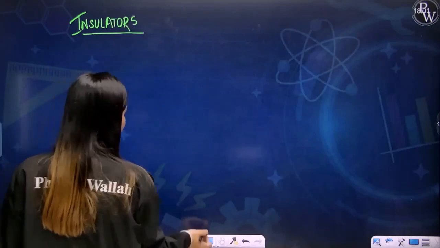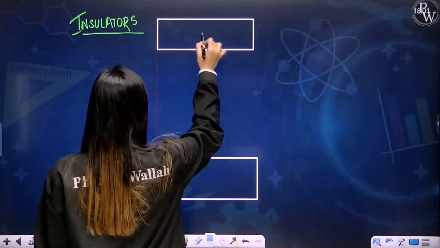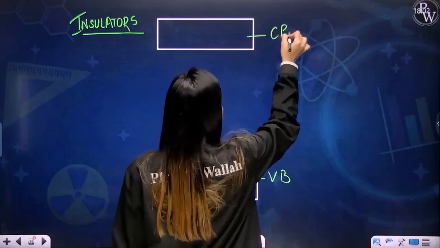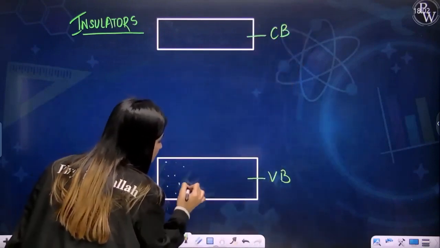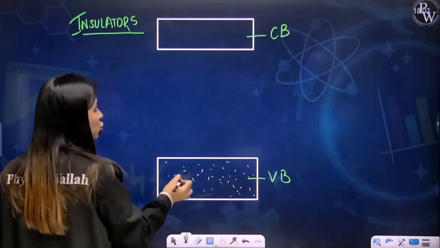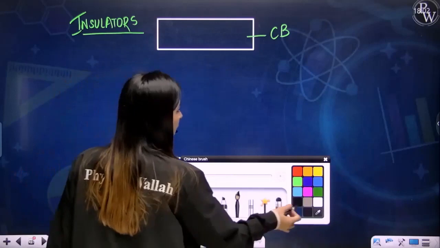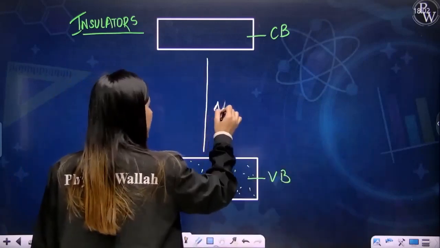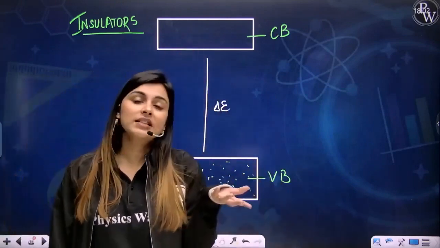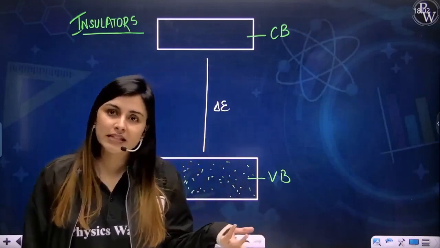what happens is you have two bands and the gap is a lot. This is your valence band and this is your conduction band. Electrons are filled in the valence band completely. So do the electrons have empty space to move around? No, they do not. Can they overcome this energy gap? They do not have enough energy to go to the conduction band. Since electrons cannot go into the conduction band and do not have empty space to move around, they cannot conduct electricity.